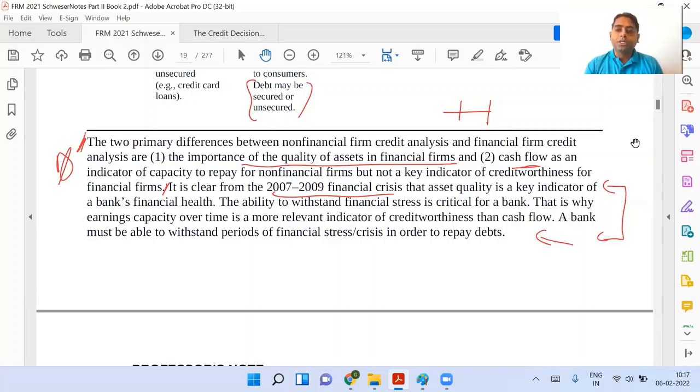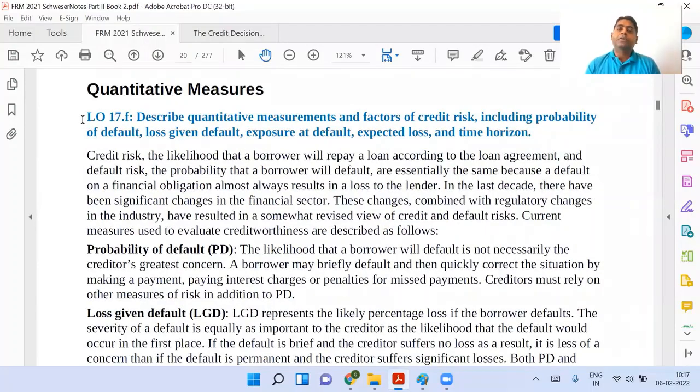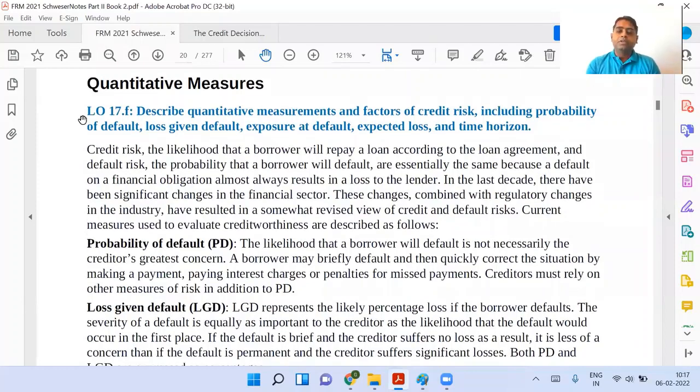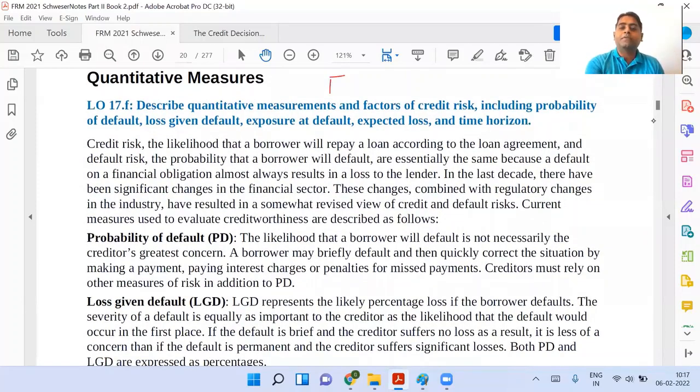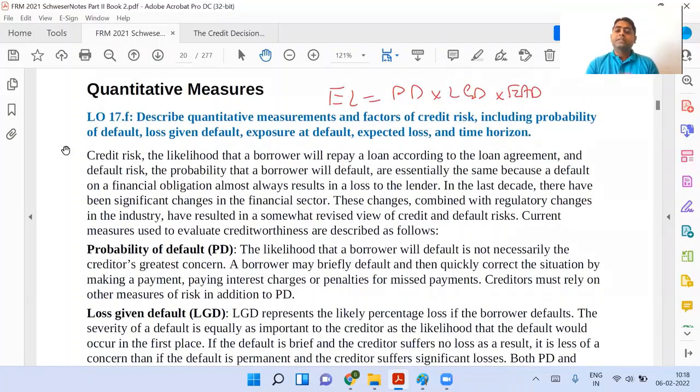So taking you towards the next section now, the quantitative measure. Now this is more specific to the basic credit risk that we are looking at. So this is related to your expected loss. What is the formula for expected loss? PD into LGD into the exposure at default. Okay, PD into LGD into the exposure at default. So when we look at that, we are trying to identify this as an expected loss.